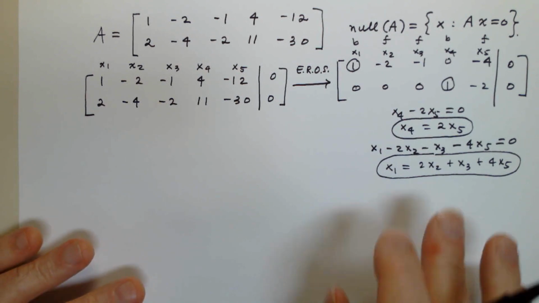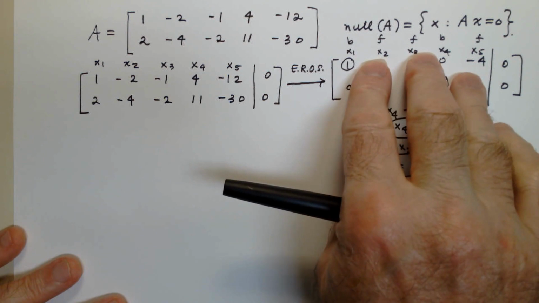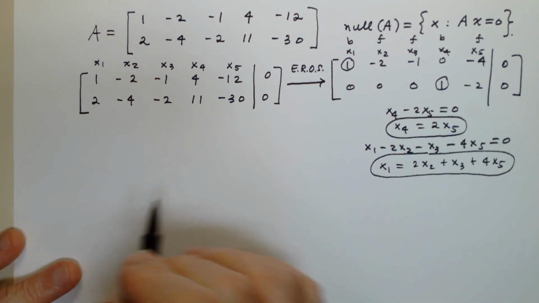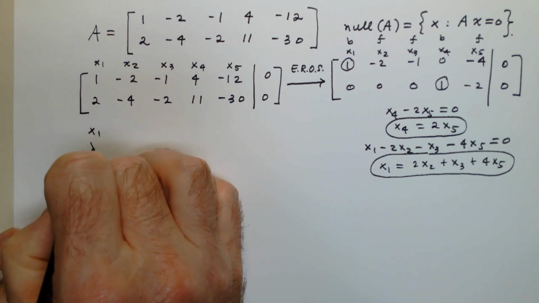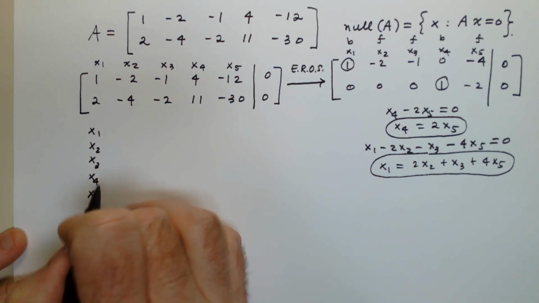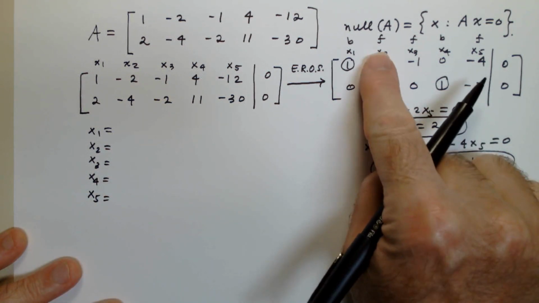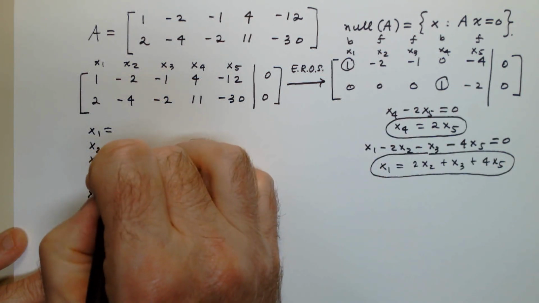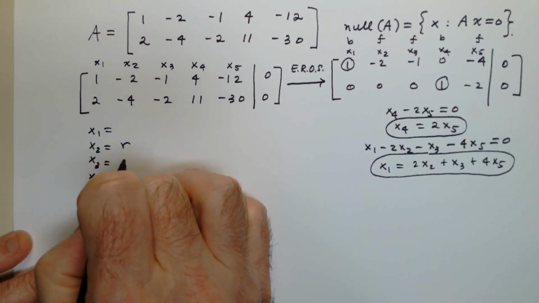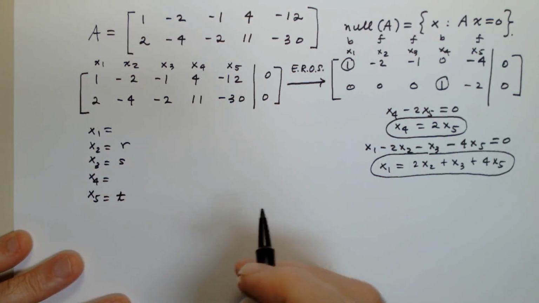Now, when we try to describe the solution set to this homogeneous equation, we have to realize that these free variables can take on any value that they want, and so we'll have to record that carefully. So when we have a description of the solution set, since x2 is one of our free variables, it can take on an arbitrary value, let's say r. x3 is free, so it can take on an arbitrary value s. And x5 is free, so it can take on some arbitrary value t.